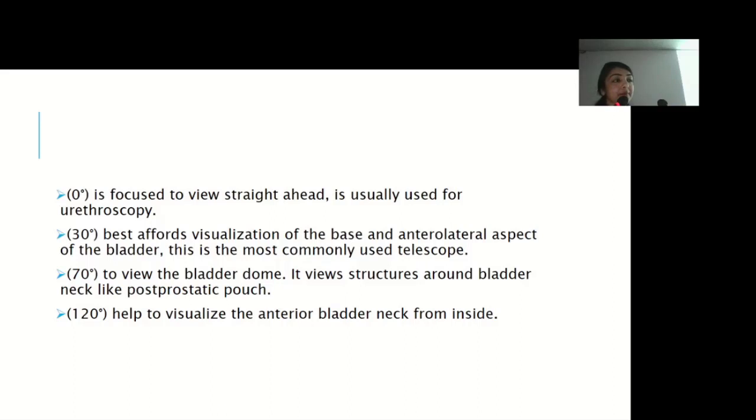Otherwise, with a 0 degree lens, somebody will always test you. If an examiner gives you a telescope with a 0 degree lens and says, just show me where the floor is, you can't see the floor with a 0 degree lens unless you move your hand up or down.